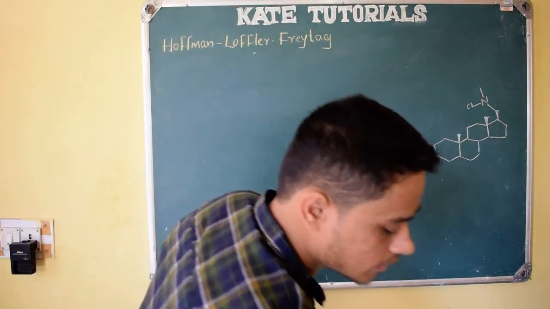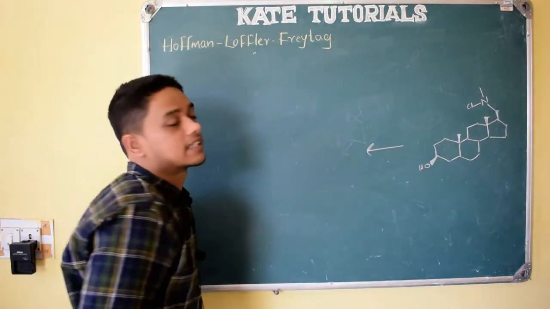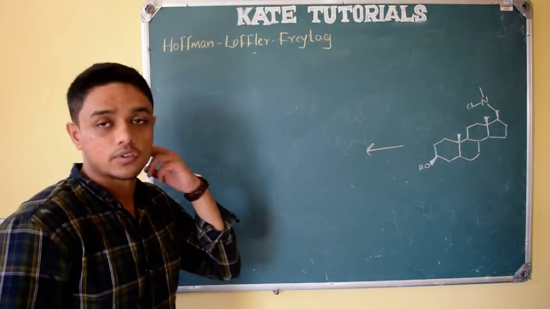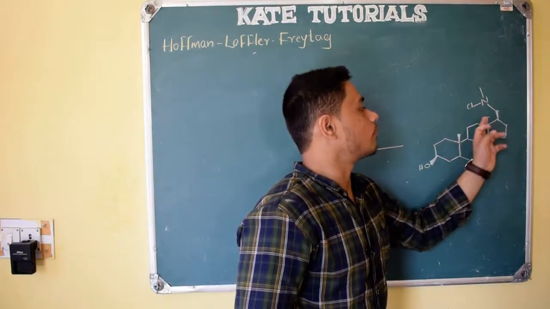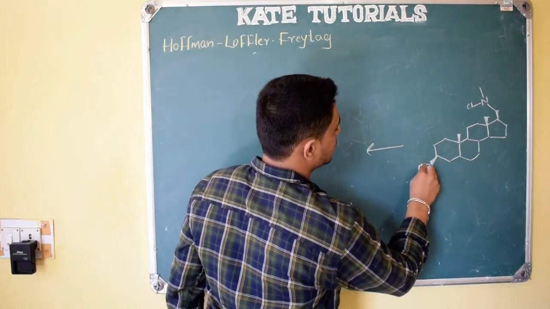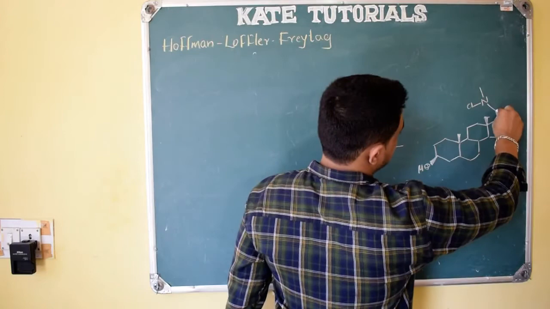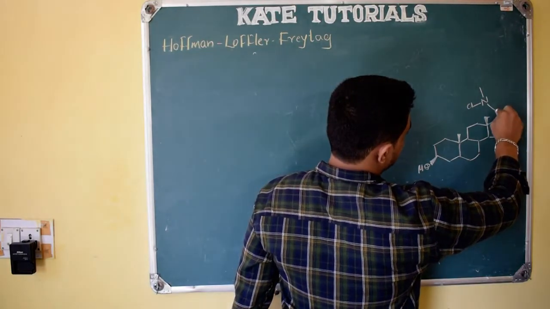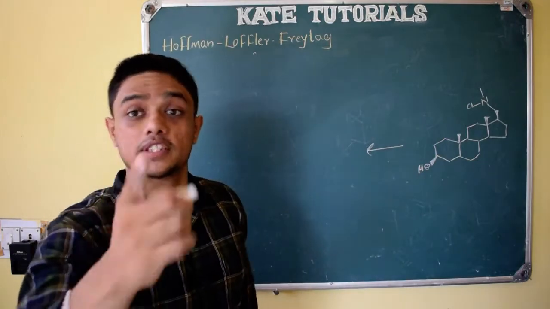So let me take one more example. What is this? This is nothing but a steroid. Steroids we have studied, right? The same steroid. Here the angular methyl groups are above the plane in steroids. Those things you need to remember. So this is OH, right? See here. This nitrogen is attached to that carbon which is above the plane. So it will take the proton from that carbon which is above the plane.